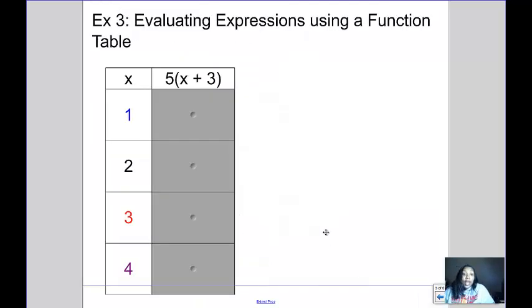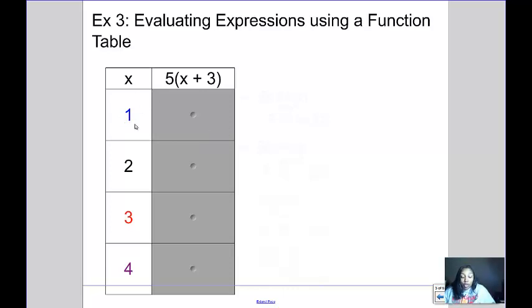Now sometimes you're going to have to evaluate expressions using what's called a function table. And what a function table does is it basically gives you input and output. So it's going to give you what the variable is equal to, and with a function table the variable is going to equal different things as you go down the table. And then it's going to give you your expression, and basically each time you're filling in the table you're going to have to plug the value of the variable into the expression.